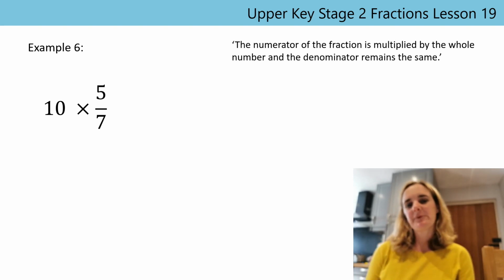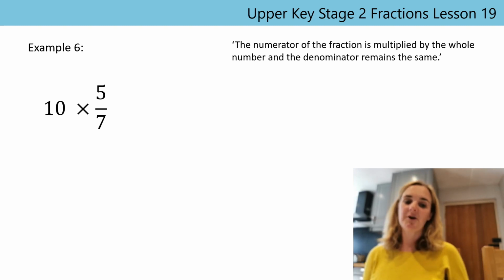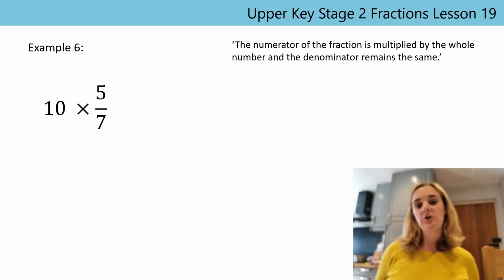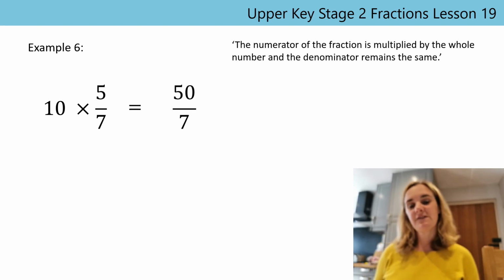Okay, so in this example, we're doing 10 multiplied by 5/7. Some of you might want to think of that as 10 groups of 5/7 or 10 lots of 5/7. There's lots of ways to think of that, aren't there? The numerator, remember, of the fraction is multiplied by the whole number and the denominator remains the same. So we are going to be dealing with sevenths. That's not going to change. Our denominator of 7 will stay the same. So in this example, we just need to think of our whole number 10 multiplied by our numerator 5 to help us with the calculation. And 10 multiplied by those 5/7 gives us 50/7.